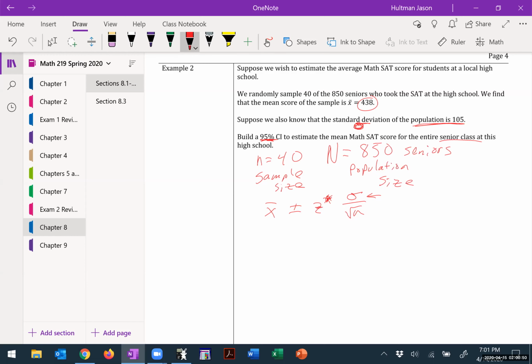Okay. So what is n on the bottom here, though? What is n? That's why I want to make reference to the difference between these two n's. What is n? Is n my sample size or my population size? Sample size or population size?